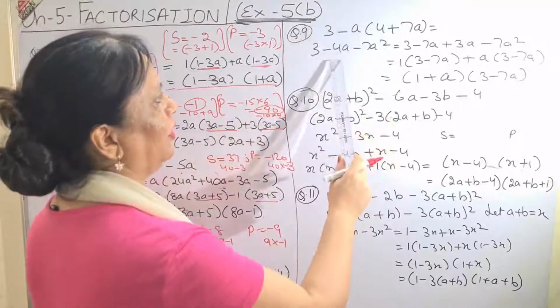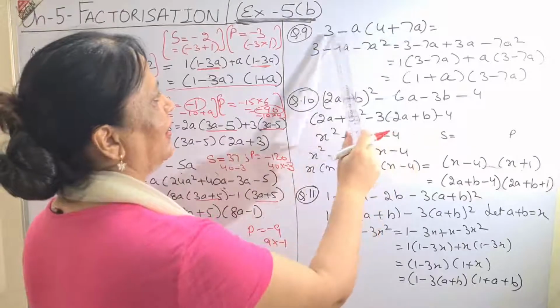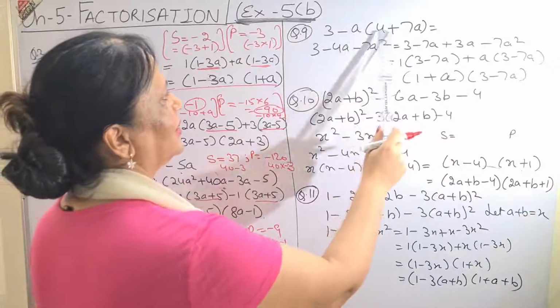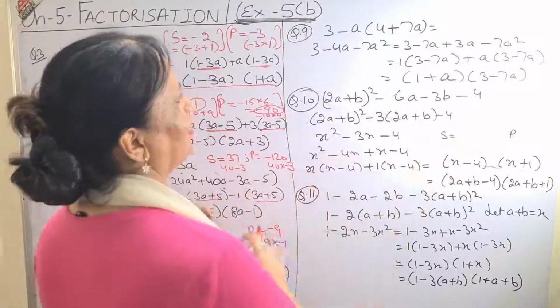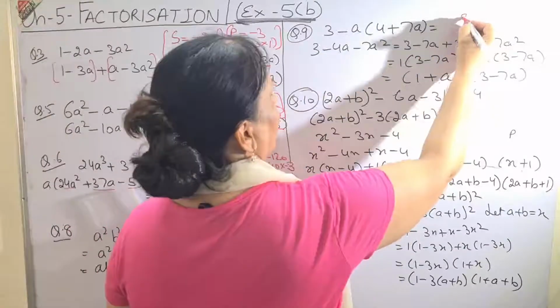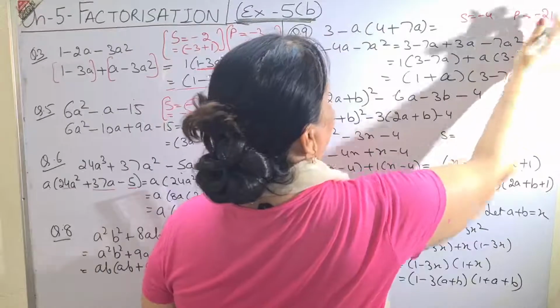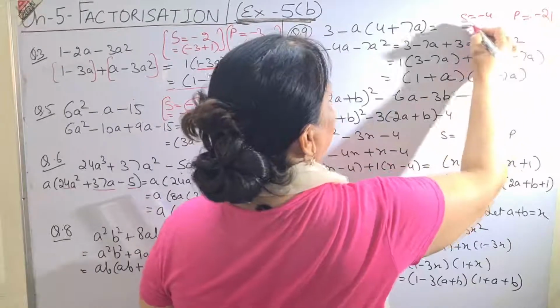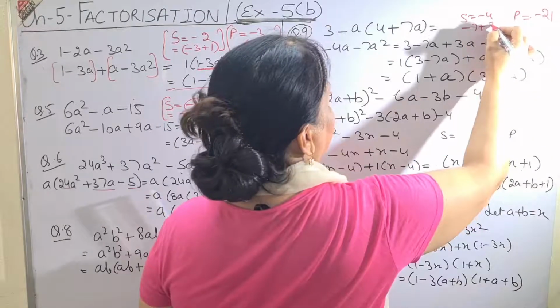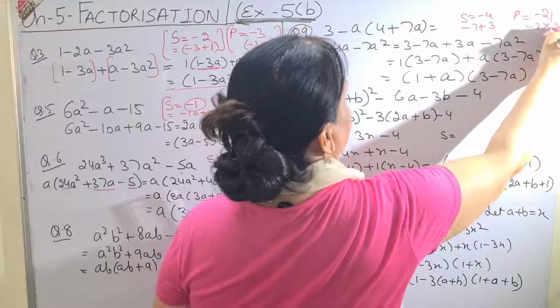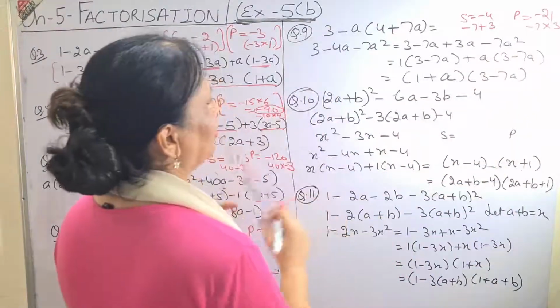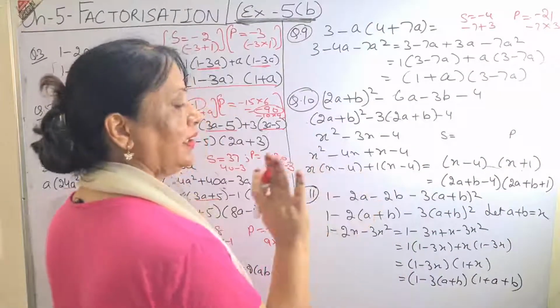Then come to question number 9, a little different. First get it into the form 3 multiplied by a inside, a square minus 4a minus 7. Then again the sum has to be minus 4 and the product has to be minus 21. And the rest you know: minus 7 plus 3, minus 7 into 3. Your answer.